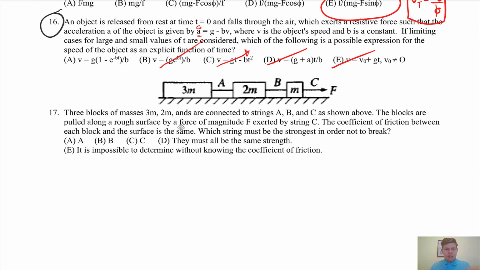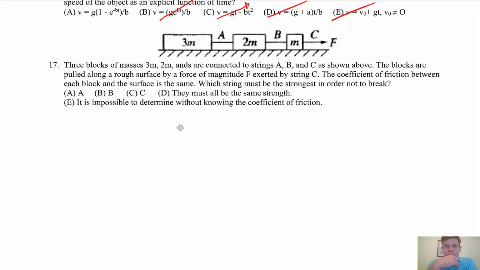All right, and then we got this sucker right here. 3 blocks, 3M, 2M, and M are connected to strings A, B, and C as shown. It's pulled along a rough surface by a force of magnitude F exerted by string C. Coefficient of friction between each block and the surface is the same. Which string must be strongest in order not to break? Hopefully you just say C.